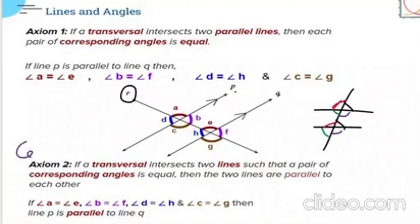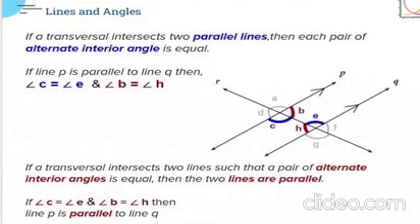Now, the converse of this. The converse of axiom 1 is axiom 2: if a transversal is intersecting two lines, and we don't know if they are parallel, we are just saying a transversal is intersecting two lines, but we know that the corresponding angles are equal, then we can say that the two lines are parallel to each other. That is axiom 1 and 2.